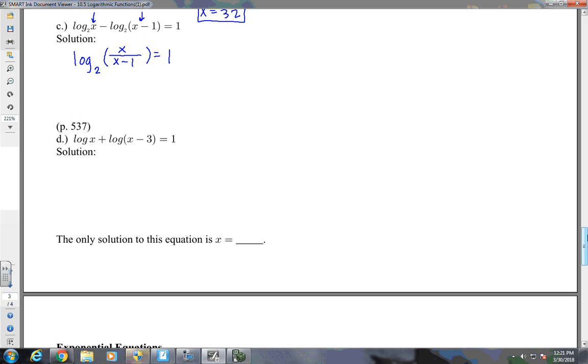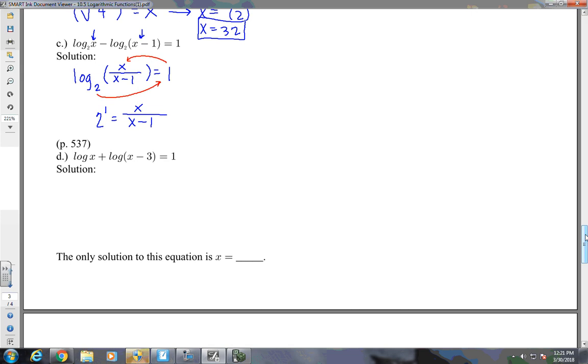Now that we have a single logarithm, we can convert to exponential form. So we're going to take base 2 to the exponent 1 equals x over x minus 1, and we no longer have the problem of the logarithm. So we have base 2, exponent 1 equals argument. Now at this point, you have to stop and reassess the equation and determine what type of equation it is and what you should do. In this case, it looks like we have a rational equation. So I'm going to solve this by multiplying both sides by x minus 1. I want to get rid of that denominator.